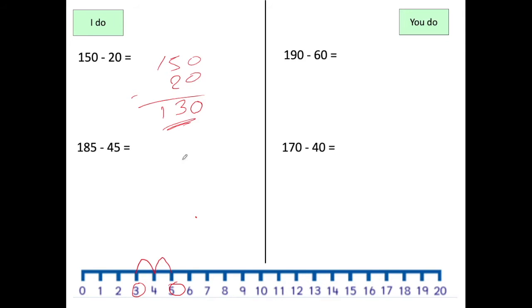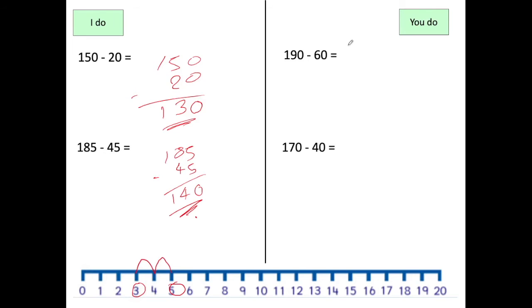The next example, 185 minus 45. 5 take away 5 gives you 0. 8 take away 4 gives you 4. And the 1 left over. So the answer is going to be 140. If you can take half a minute to a minute to attempt the two questions on the right hand side, and then we'll go through the answers.